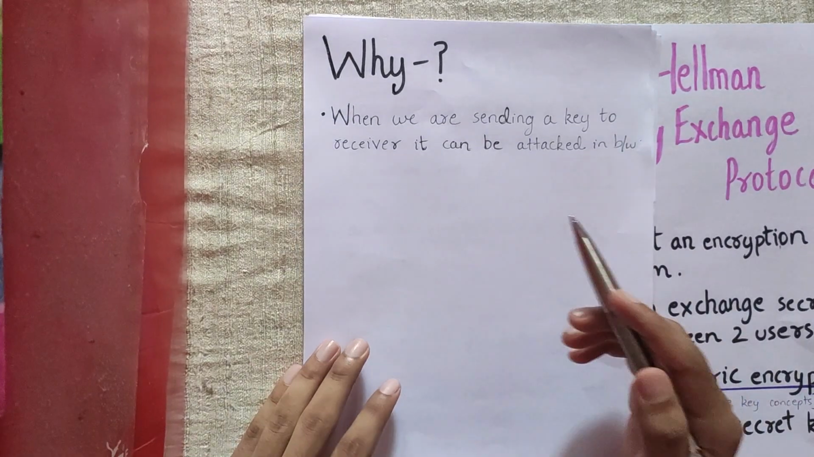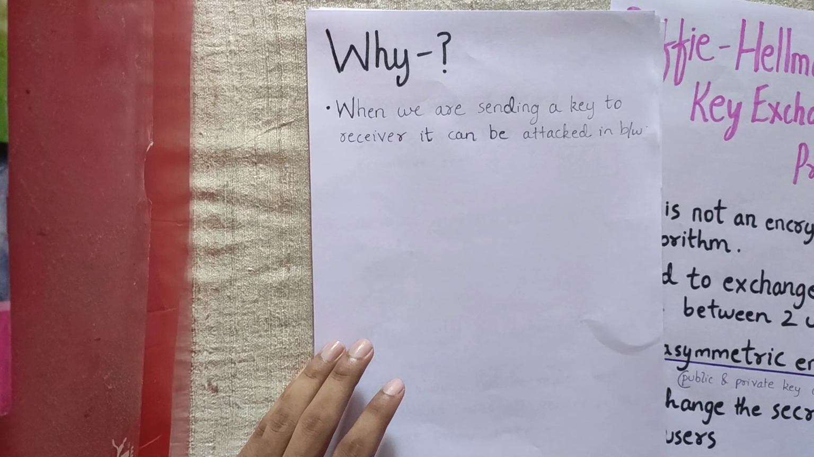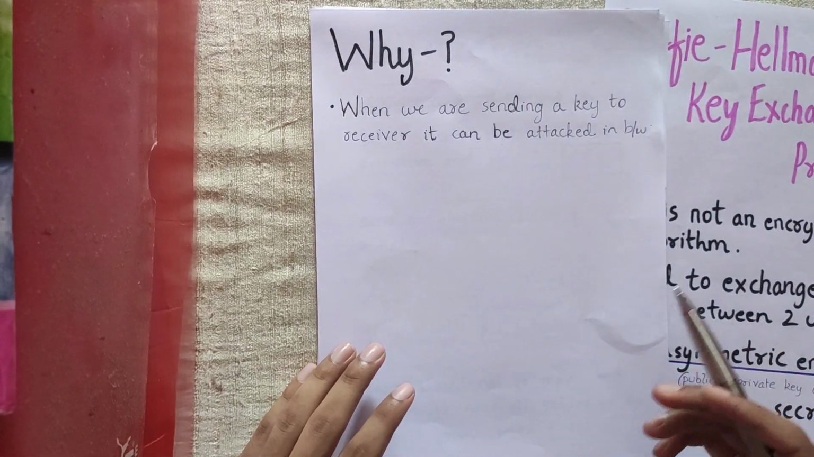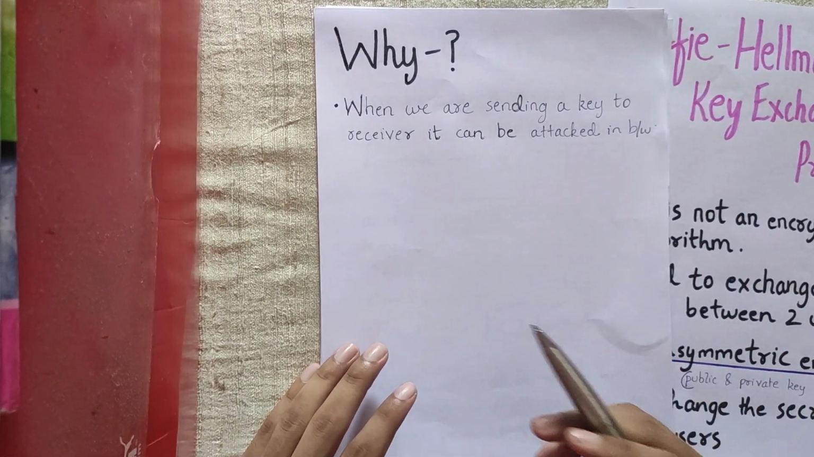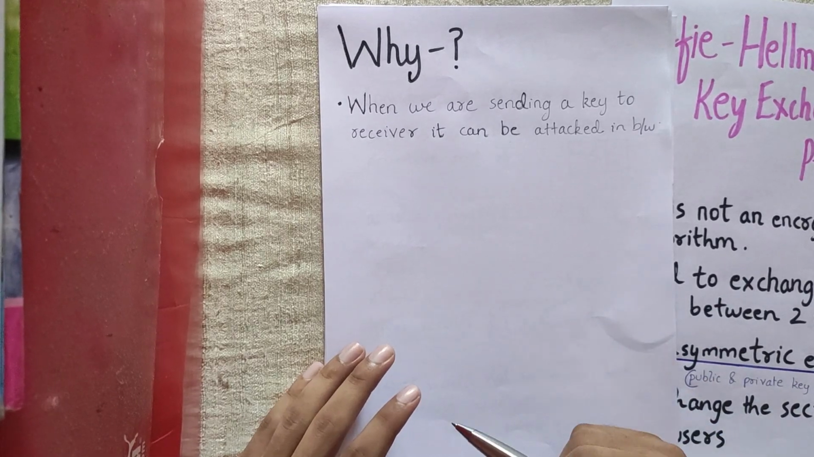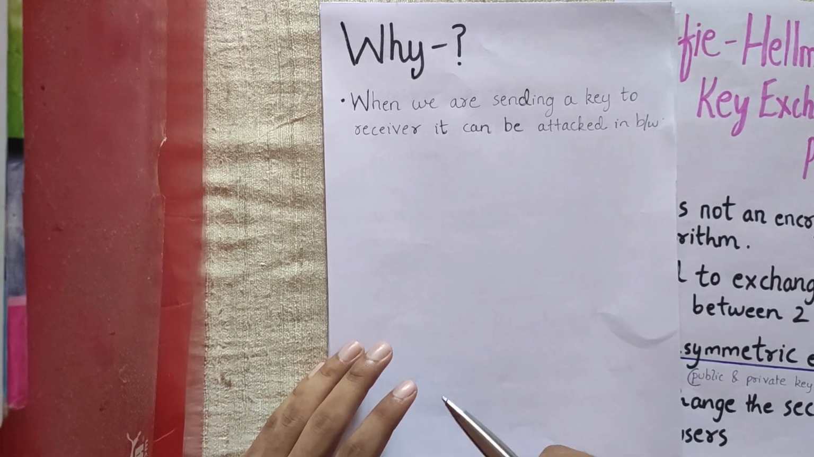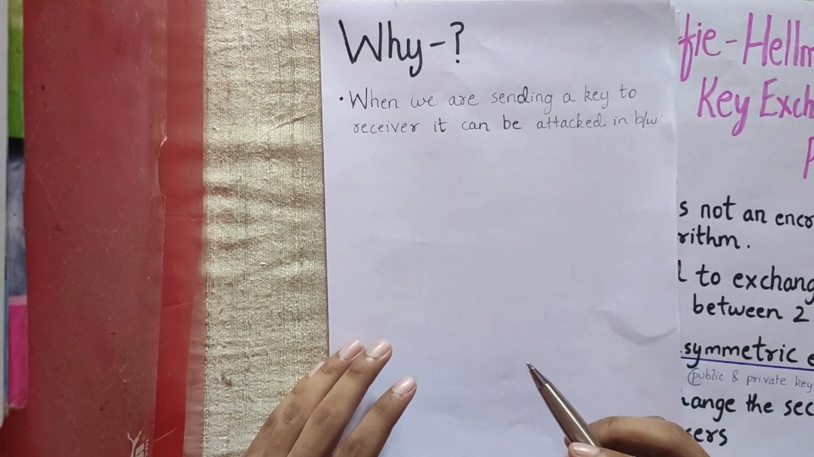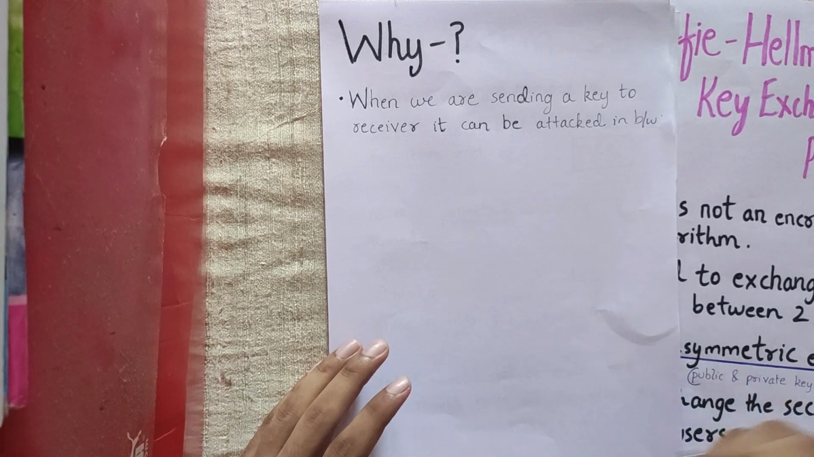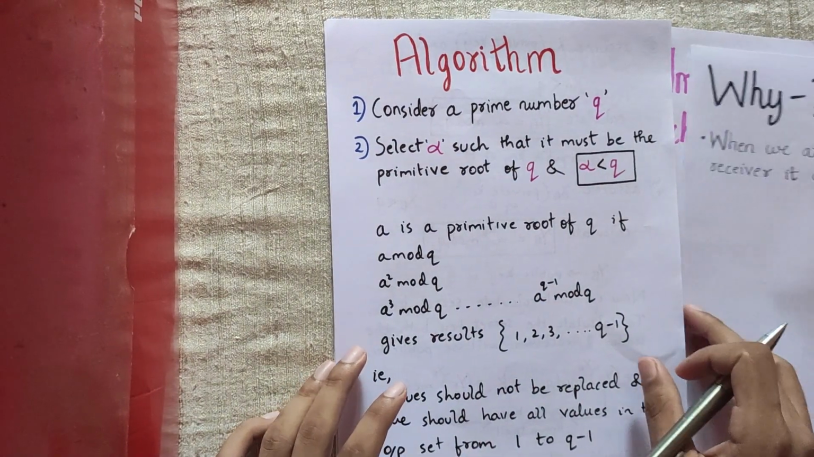And why are we using the Diffie-Hellman key exchange algorithm? It is because when we are sending a key to a receiver, it can be attacked in between. So in order to prevent that attack, we are using the Diffie-Hellman key exchange algorithm to increase the security to exchange keys between two parties. So we can check the algorithm. It is a simple algorithm.